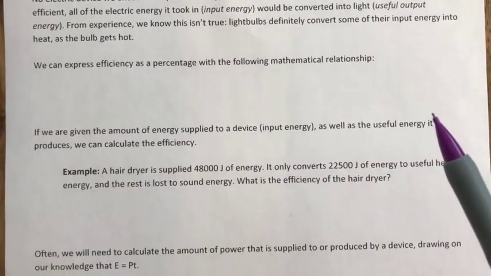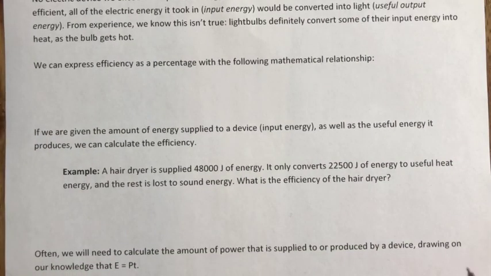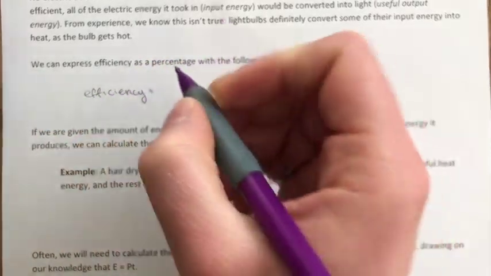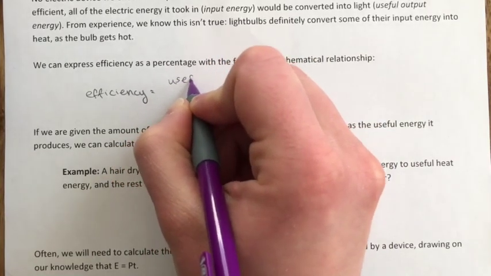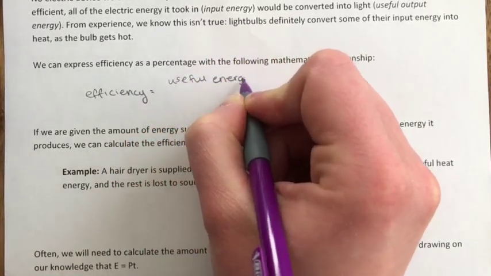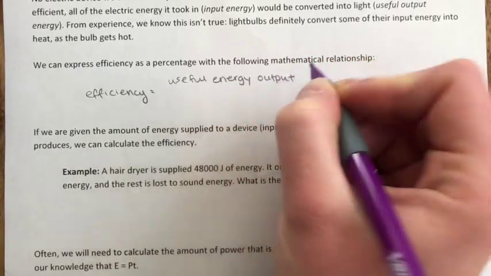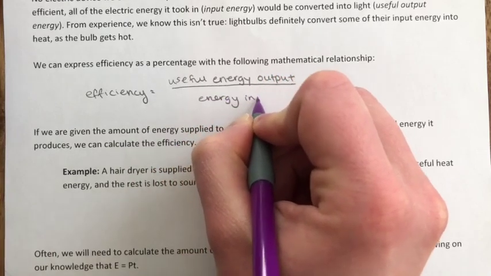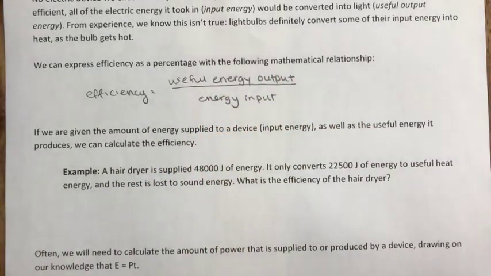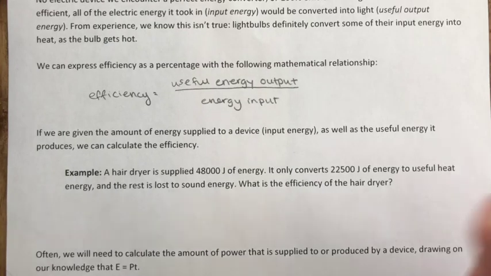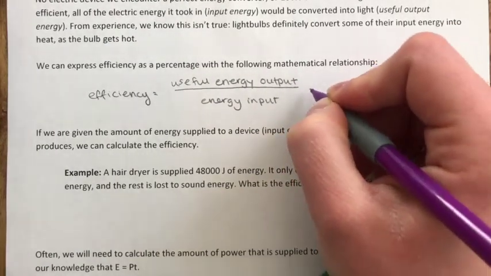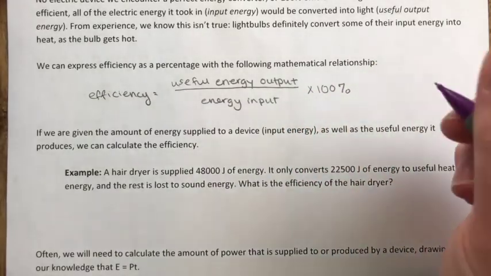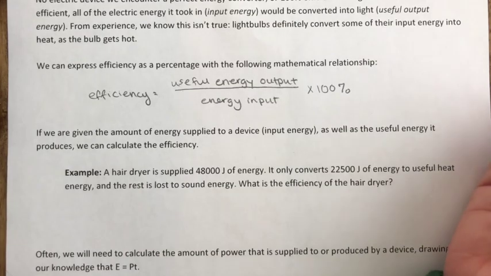We can express efficiency as a percentage with the following mathematical relationships. So efficiency is equal to the useful energy output divided by how much energy goes in, or the energy input. And then because that's going to turn into a decimal, we multiply by 100% to get it as an efficiency in percentage. So like 70% or 80 or whatever it is.